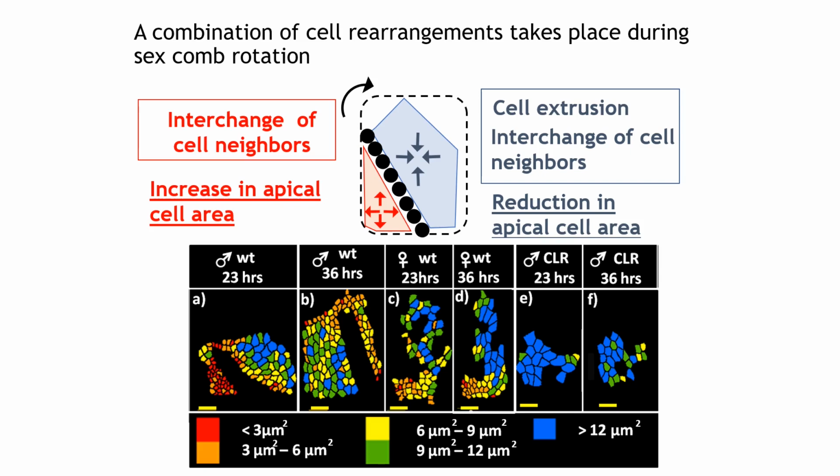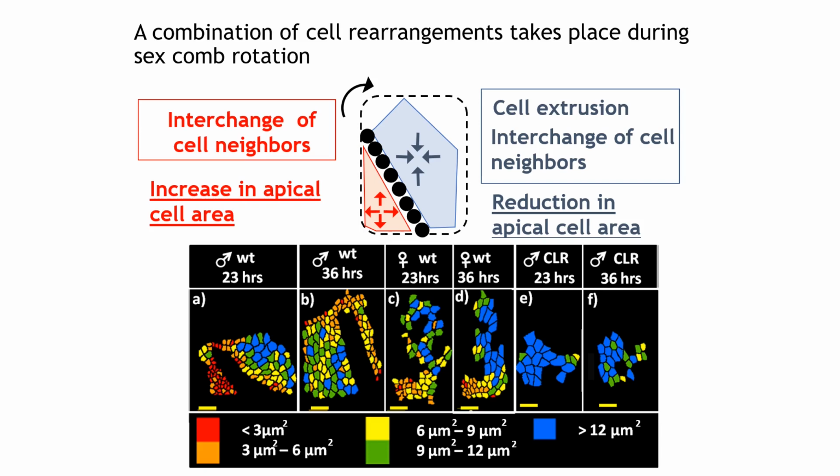And now I'm just going to summarize all these different steps of the data: the mixing of the cells, or interchange of cell neighbors, and the cell extrusion. But now I want to stay mainly with these key components of information, that is the increase and reduction in apical cell area.